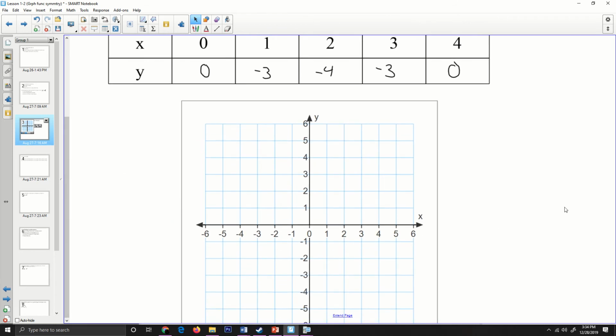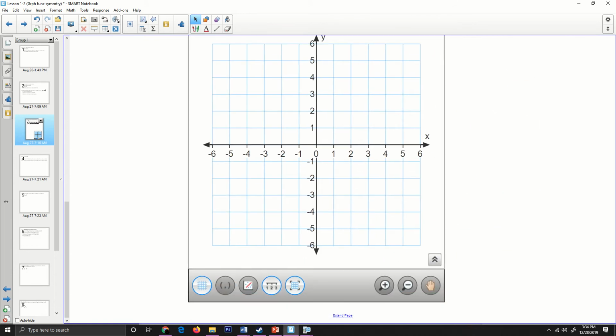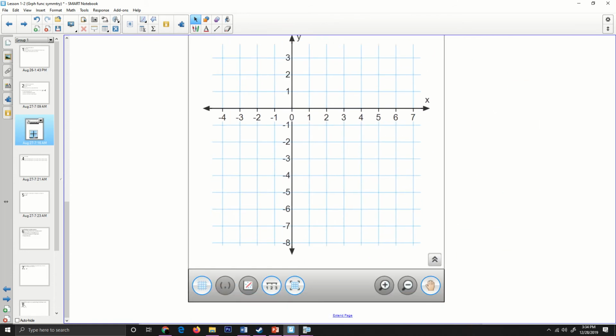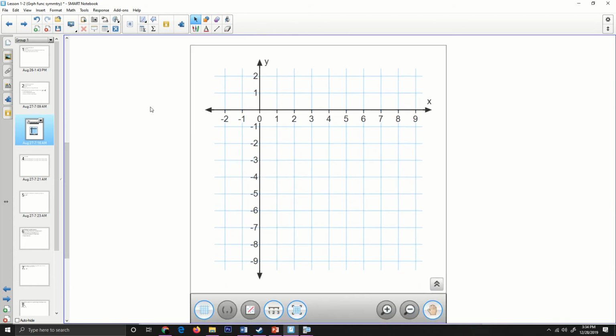And let's bring this down right here. And if I move this down just a little bit, extend the page. Oops, didn't want to do that. I want to do this. Move this up here so we can see the points. Move that up a little bit.